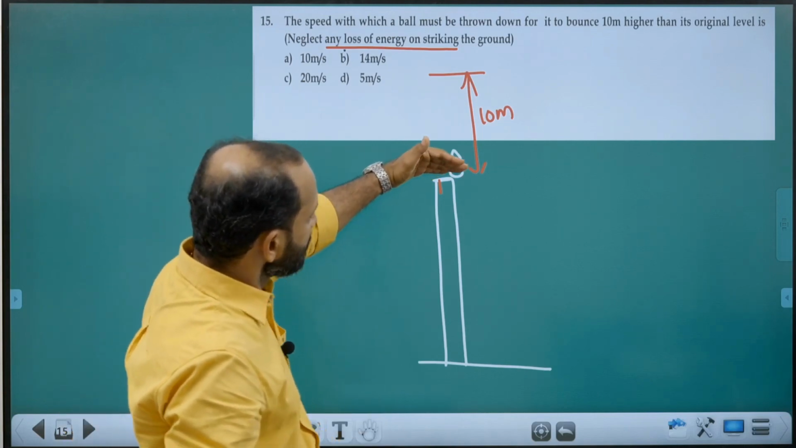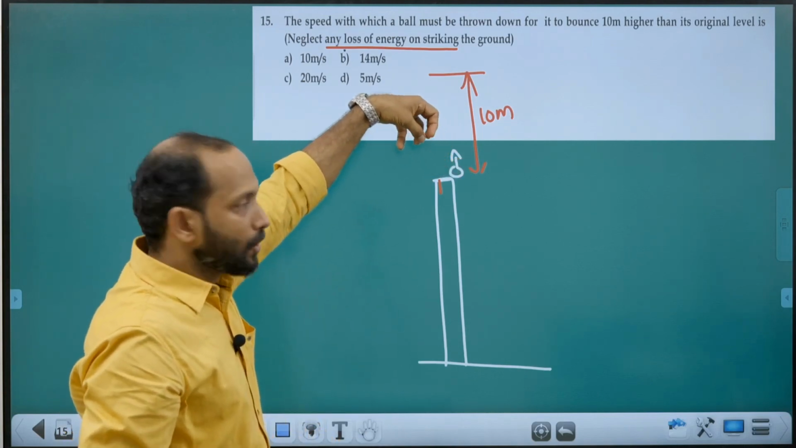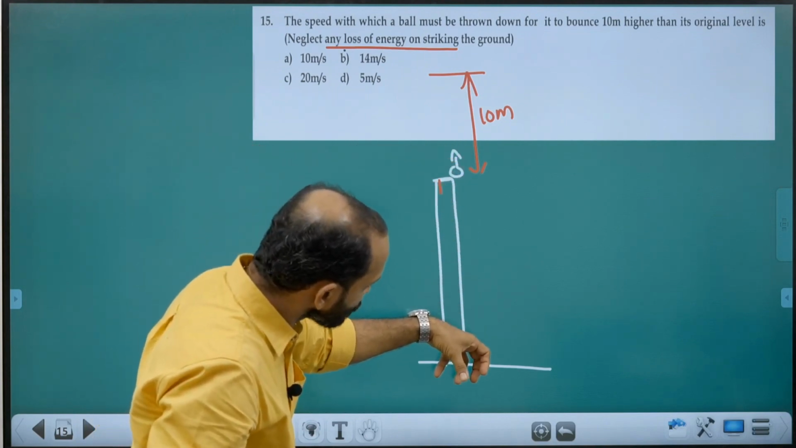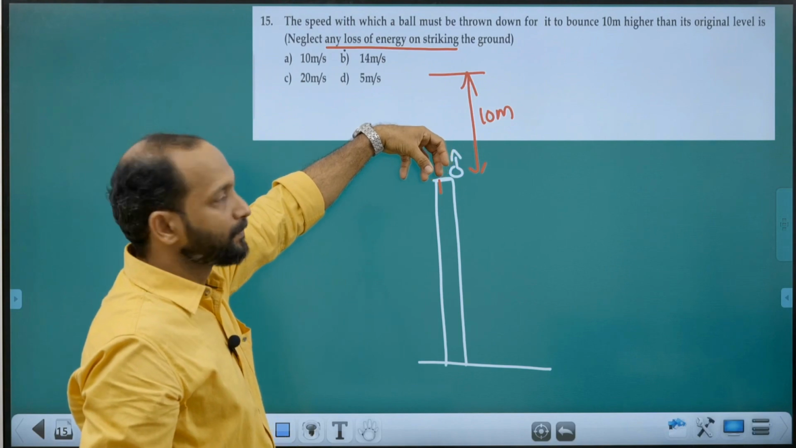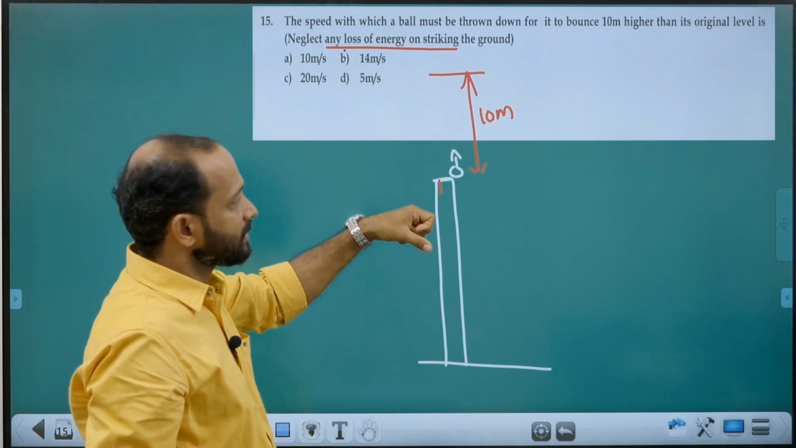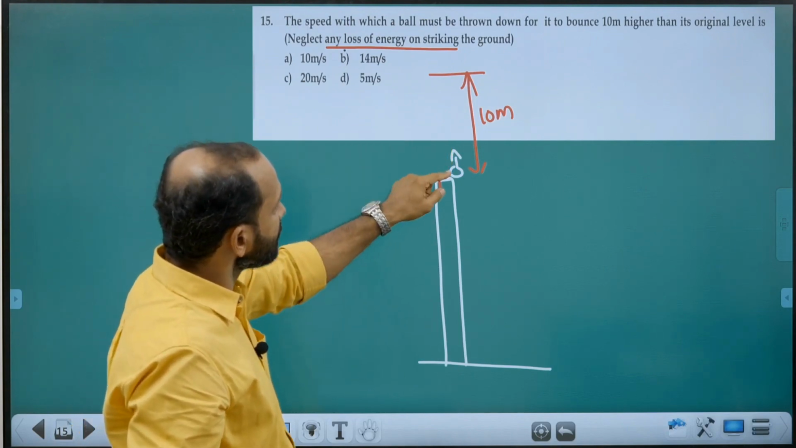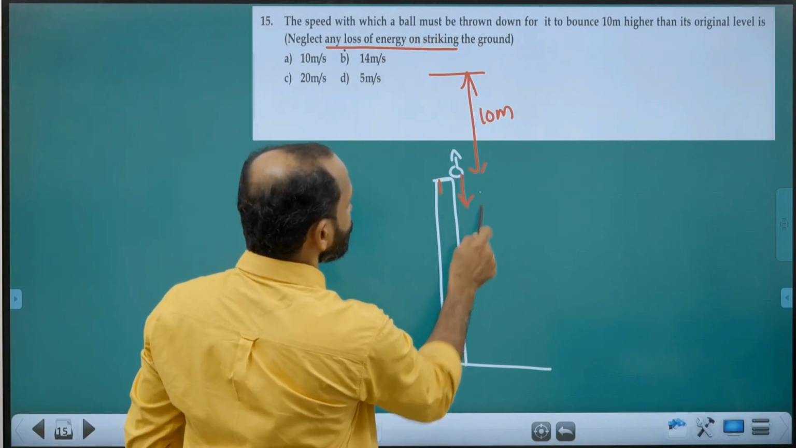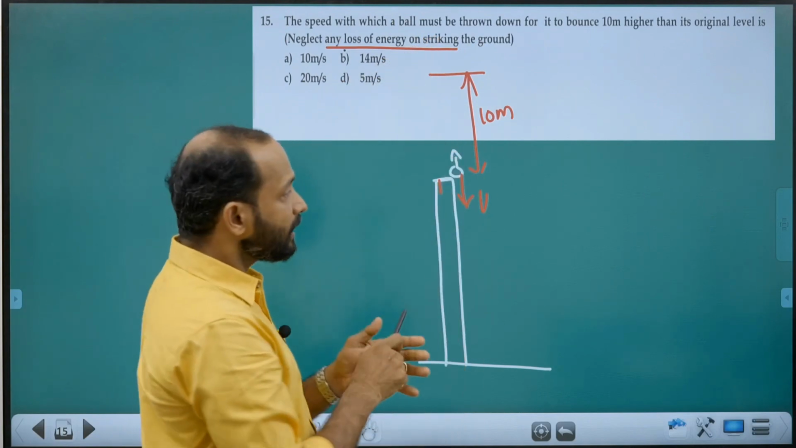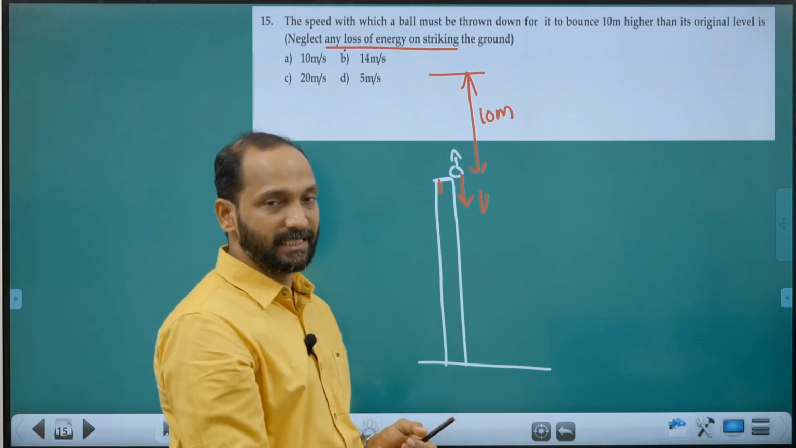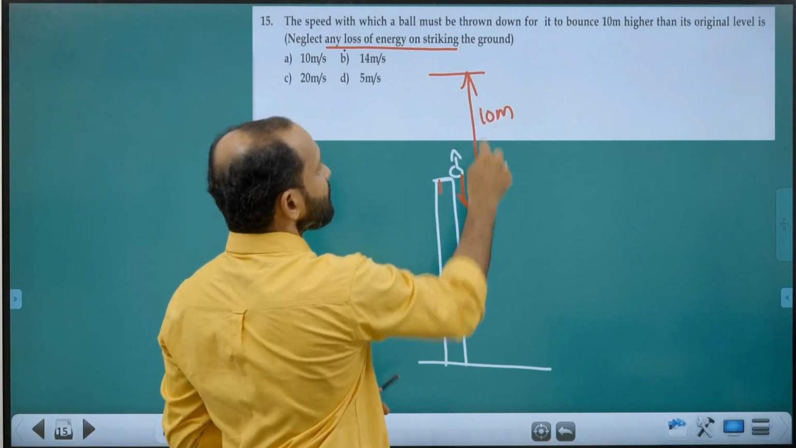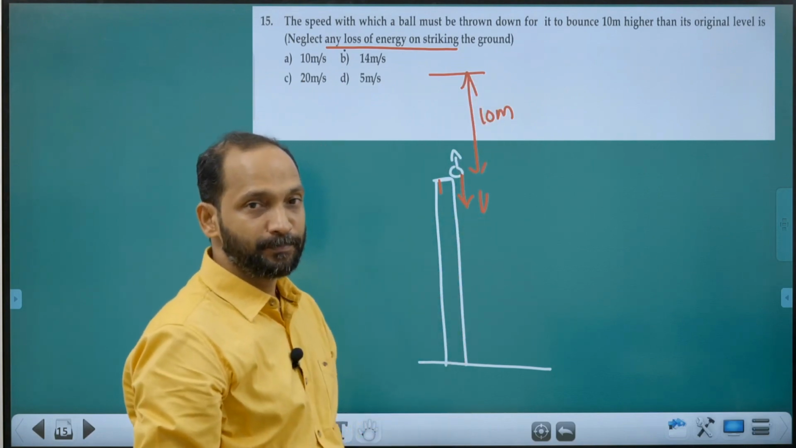If there is no loss of energy, when it is just dropped, after bouncing it reaches the same height, right? That means on this occasion it is to reach 10 meters above. With what speed should it be projected downward? Then we have to impart an extra kinetic energy. That kinetic energy should be equal to the extra potential energy of 10 meters.